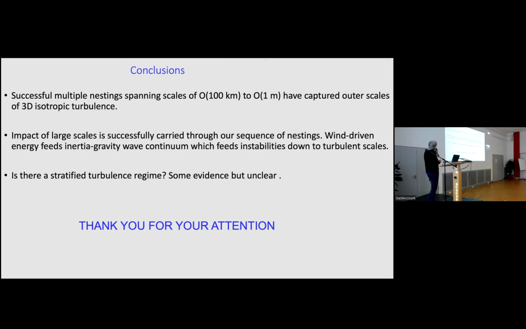So the wind-driven energy actually feeds the inertial gravity wave continuum, and through the vertical flux divergence terms, we see that this feeds the instabilities down to turbulent scales. I think the jury is still out on the stratified turbulence regime question.